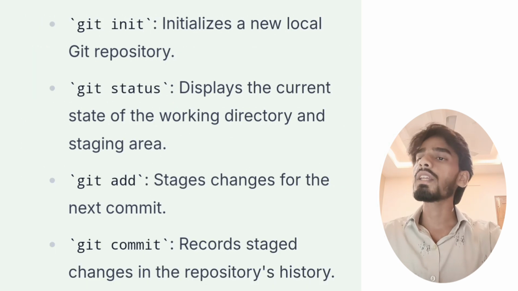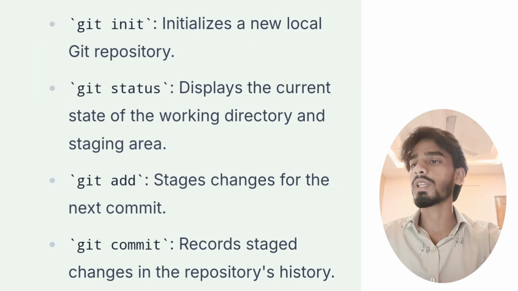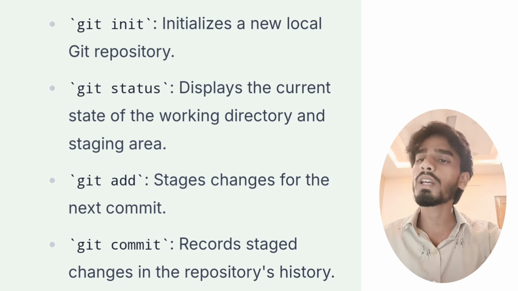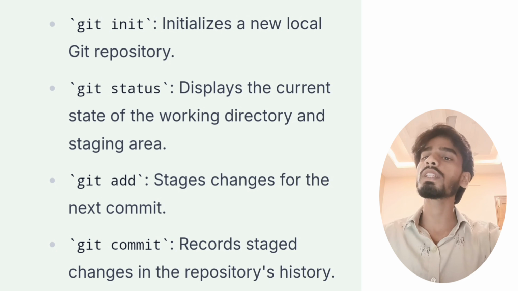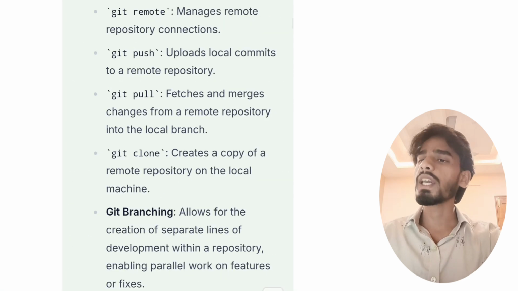Let us see some Git commands. Git init initializes a new local Git repository. Git status displays the current state of the working directory and staging area. Git add stages changes for the next commit. Git commit records staged changes in the repository's history. Git remote manages remote repository connections.